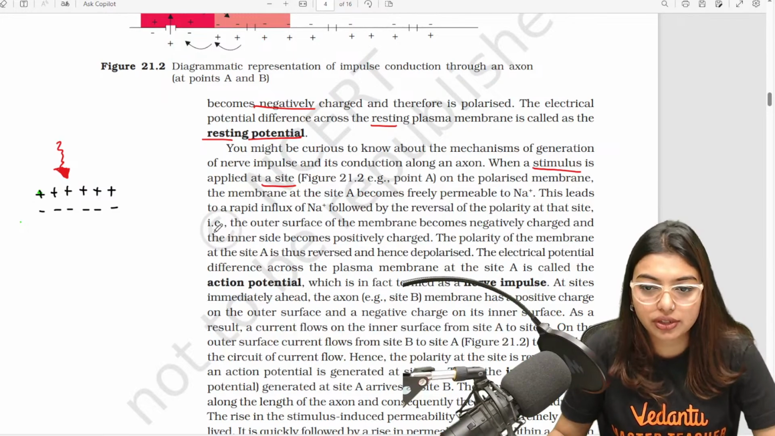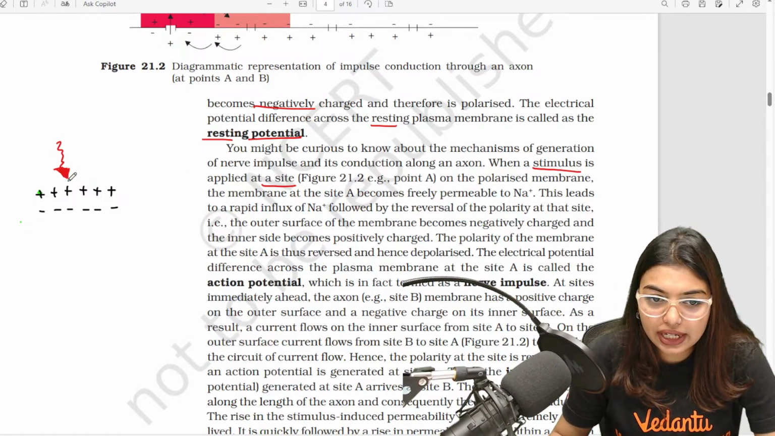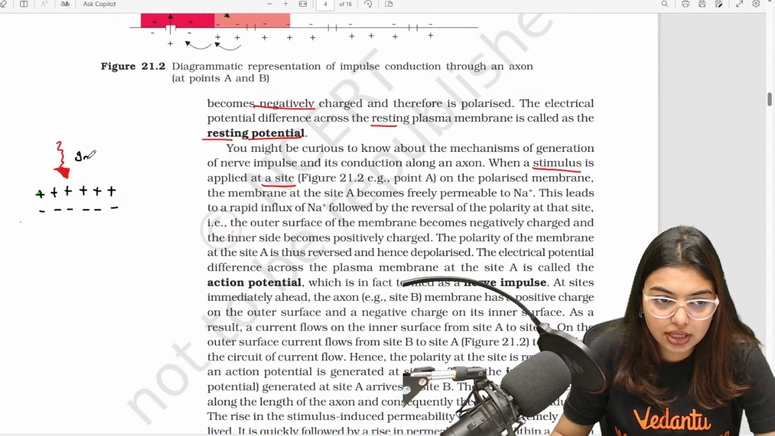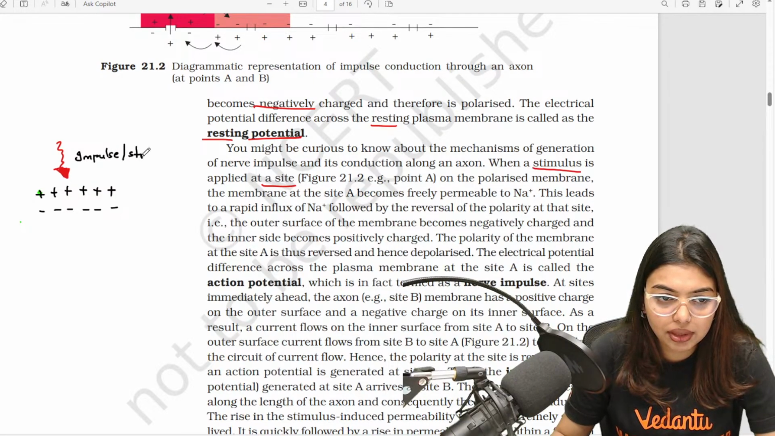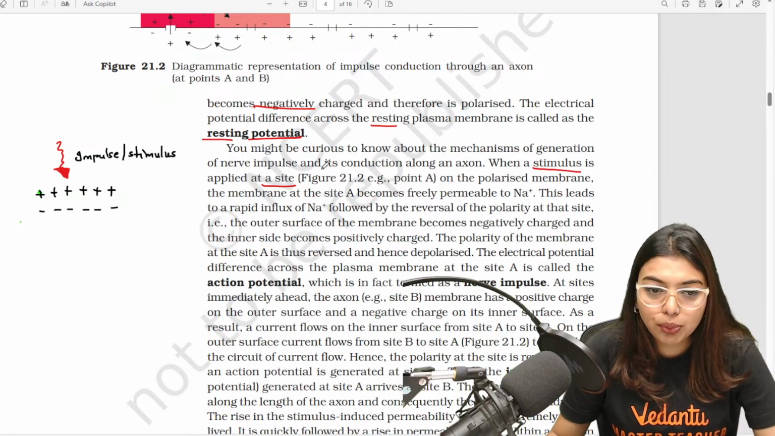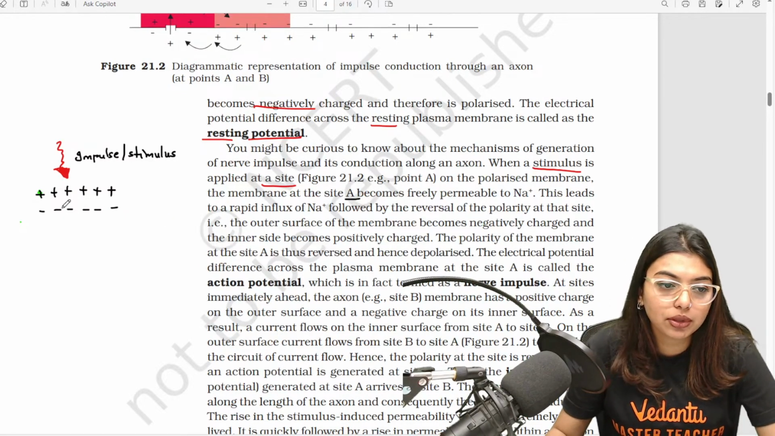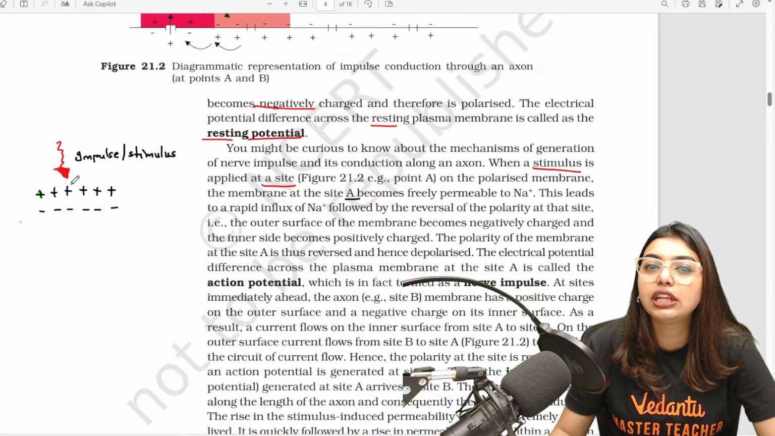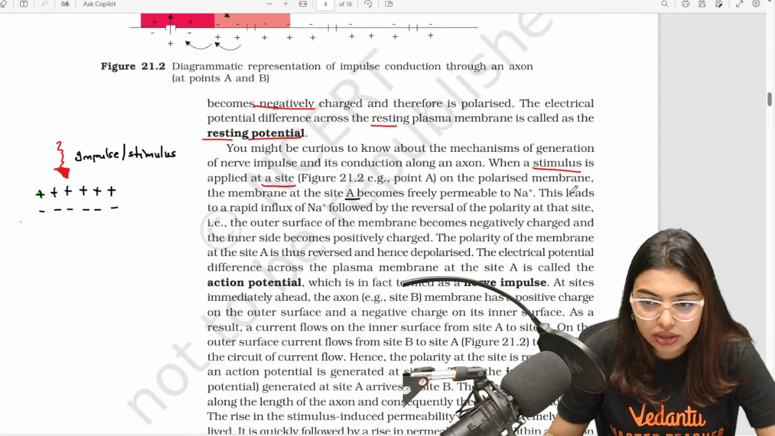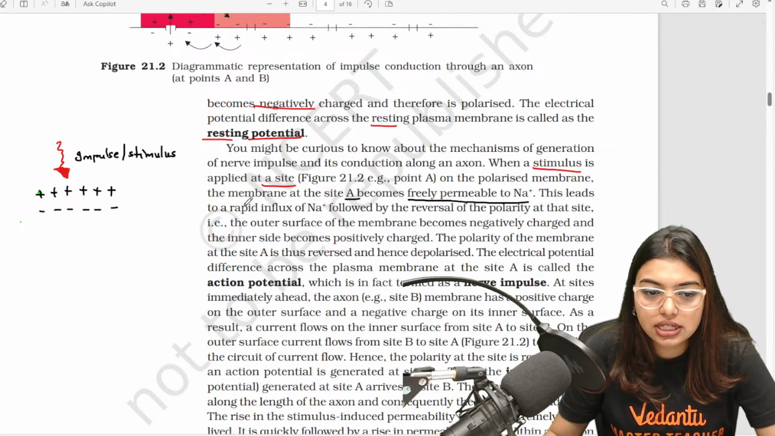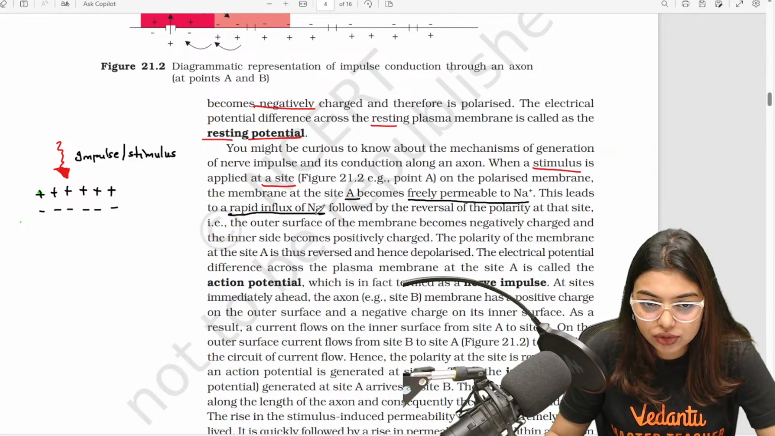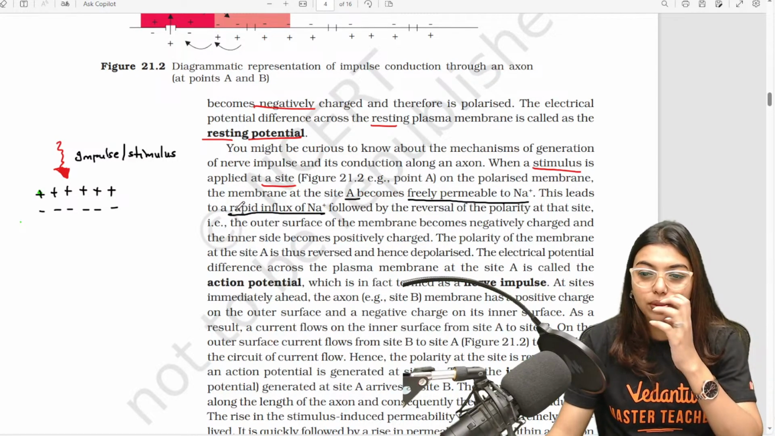Now let's see what they're trying to say. When a stimulus is applied on a site, this is the stimulus or the impulse you can write. On the polarized membrane, the membrane at site A becomes freely permeable to sodium. So here they will become freely permeable to sodium. This leads to rapid influx of sodium ions followed by reversal of polarity at that site.